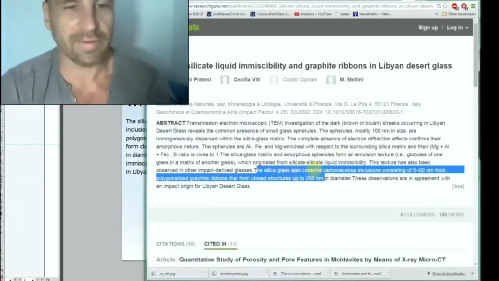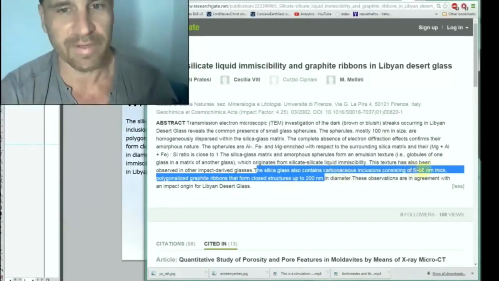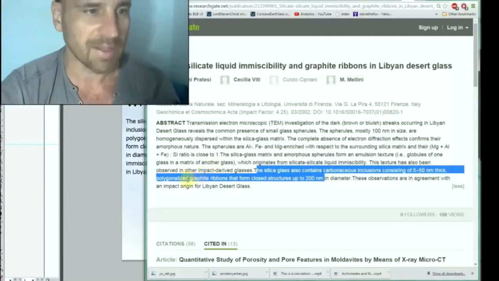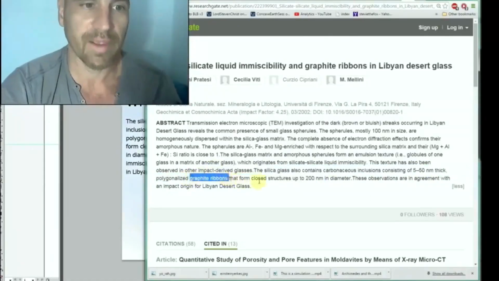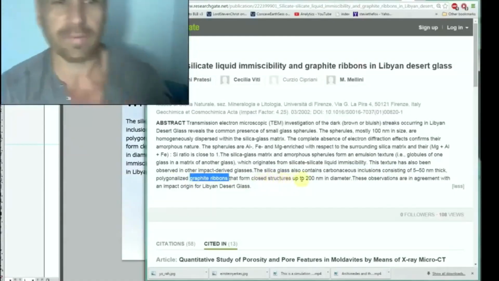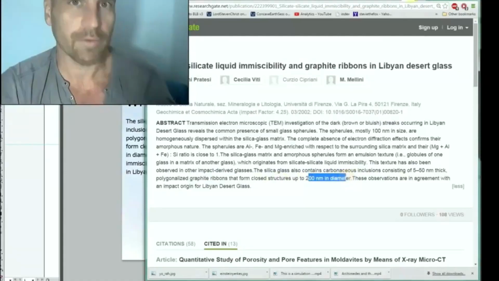The silica glass also contains carbonaceous inclusions consisting of 5 to 50 nanometer thick polygonalized graphite ribbons that form closed structures up to 200 nanometers in diameter. So the graphite ribbons.